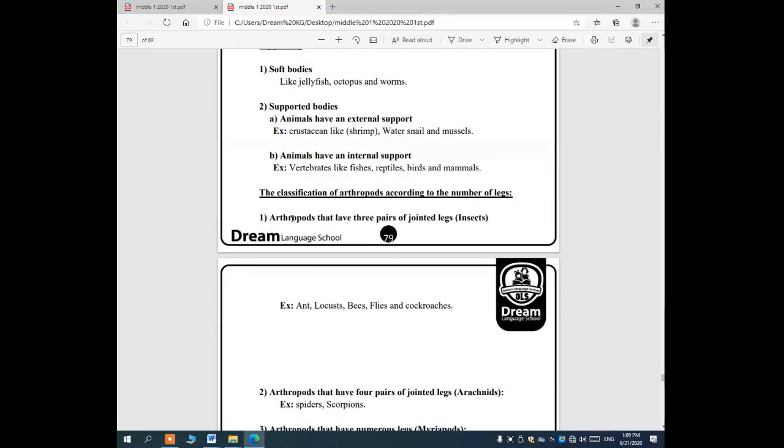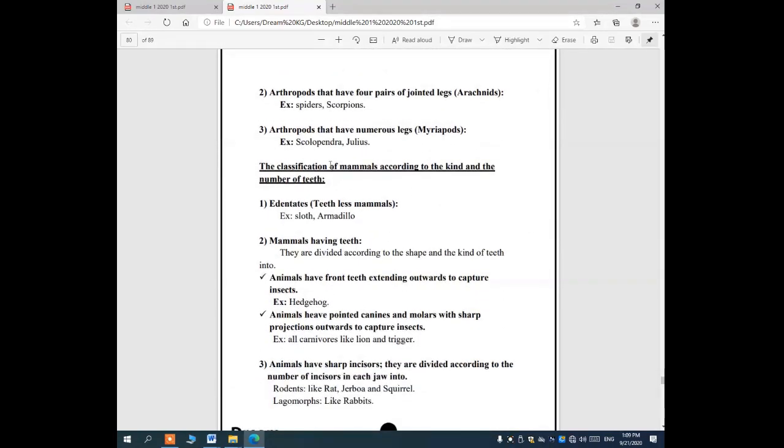Now we need to classify the animals by the number of legs, the classification of arthropods. What does arthropods mean? Arthropods refers to the number of legs in animals. We have the arthropods that have three pairs of jointed legs, like the insects. All the insects have three pairs of jointed legs, like ant, locust, bees, flies, and cockroach.